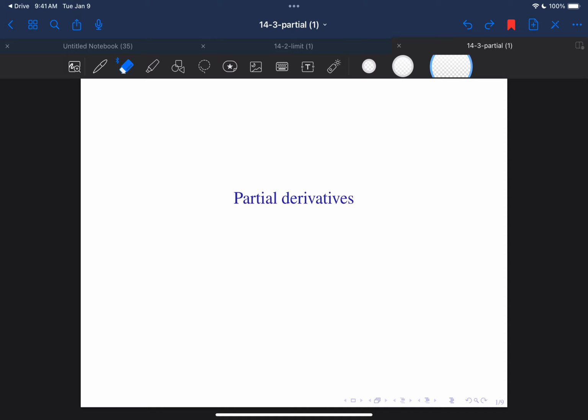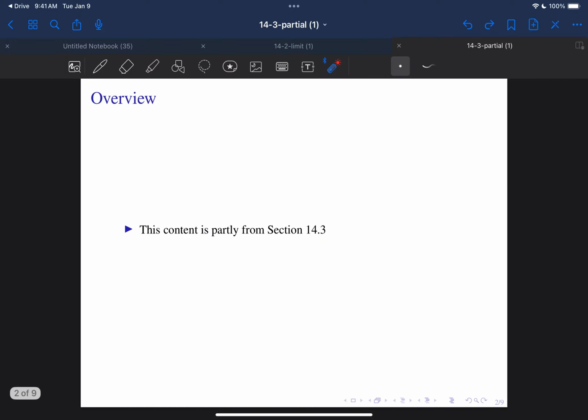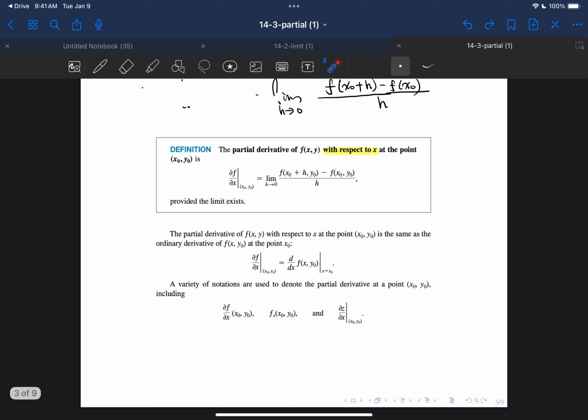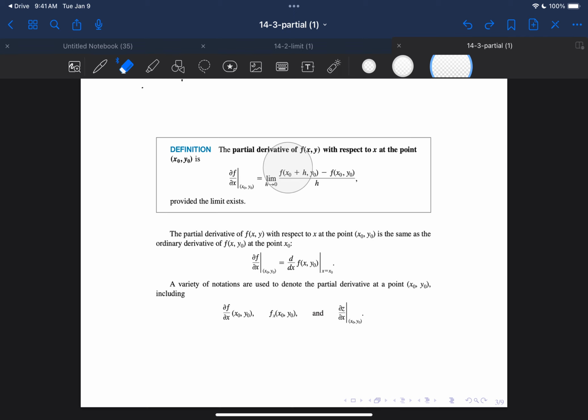Hello everybody. In this video we are talking about partial derivatives, which is from 14.3, and let's first look at the definition. Maybe before the definition it's better to recall the definition of the derivative in single variable calculus, which is Calc 1.